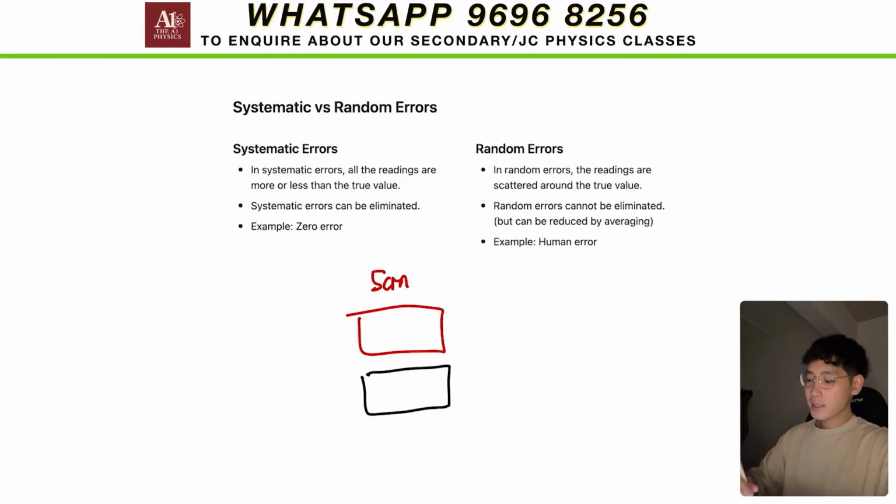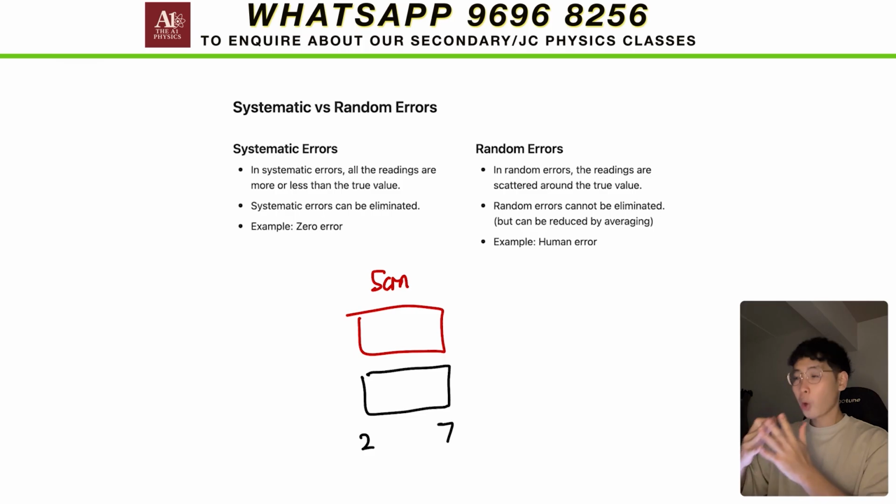Let's say the ruler starts at 2 cm instead of 0 cm, and so the ruler will measure this piece of wood to be 7 cm instead, right? So we call that a systematic error. It's because every single time this ruler measures something, it will always be 2 cm more than the actual value, due to this systematic error of 2. So systematic errors can be eliminated. You just want to remove the error and replace it with proper equipment. The most common example is the zero error in vernier calipers and micrometer screw gauge.